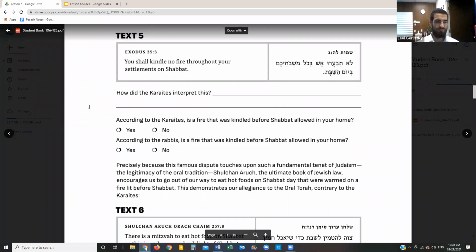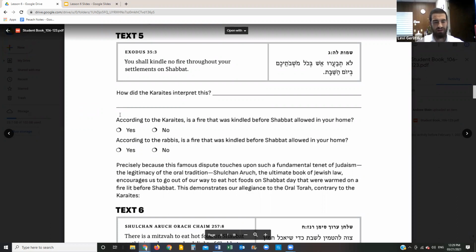According to the rabbis, is a fire that was kindled before Shabbat allowed in your home? And the answer is yes, right? And traditional Judaism today still agrees with that. And that's why most people have ACs running and lights on. You cannot turn them off on Shabbat, but you can set a timer where it shuts off by itself, or you can just leave them on the whole Shabbat.